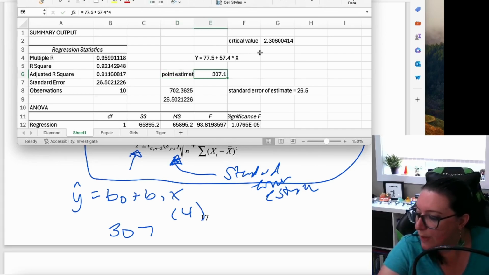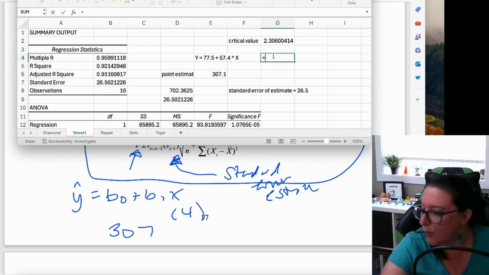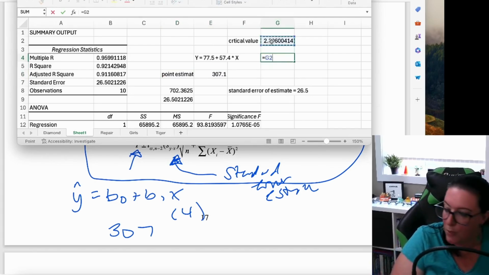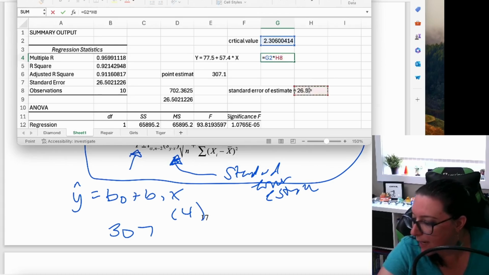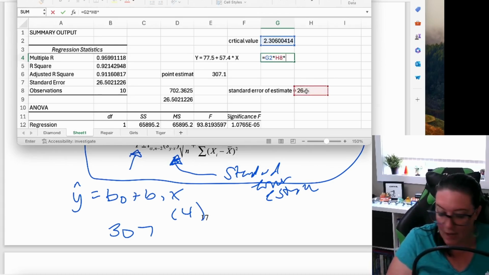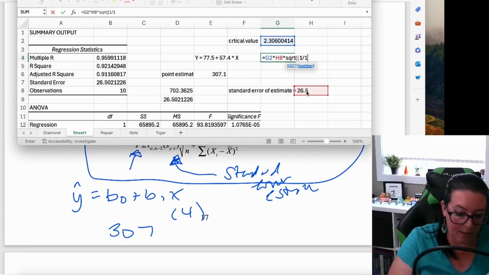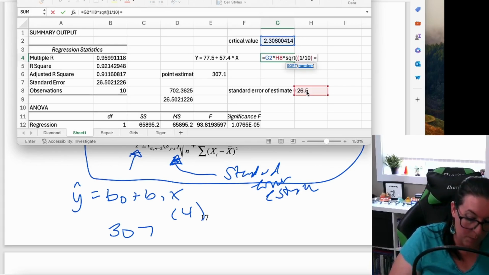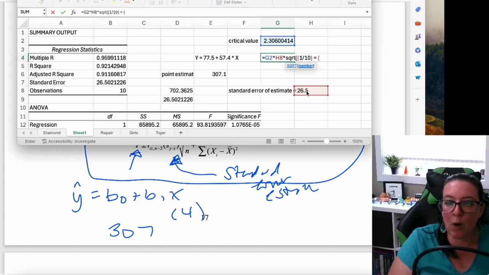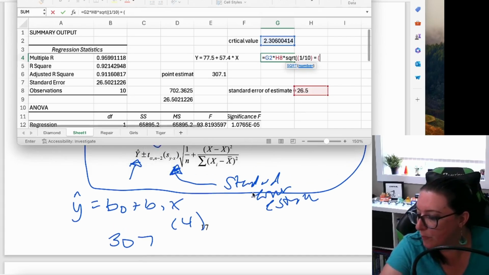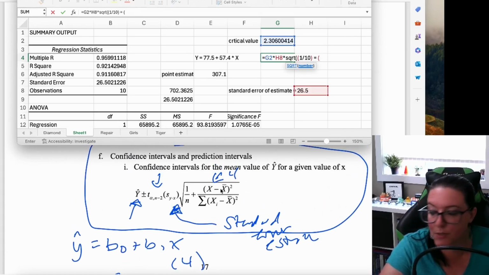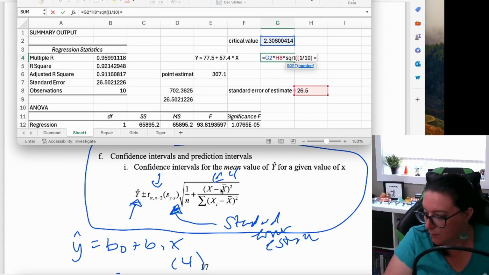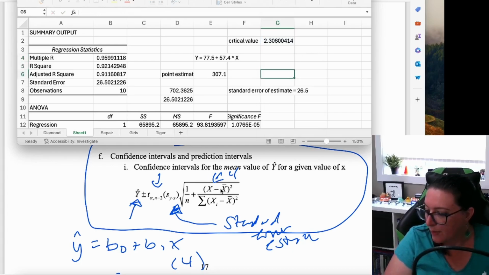Okay, and then we want to do equals, and that's going to be our critical value times our standard error of the estimate times the square root of 1 divided by n, which is that observation there, plus, and then what we need in our formula, x minus x bar squared. Maybe I'll just do this in pieces. It's too hard to do all this laid out. Let's do this first part.